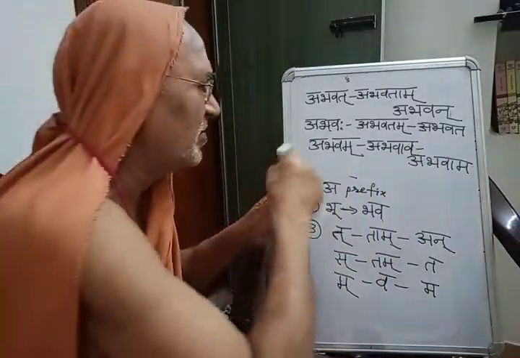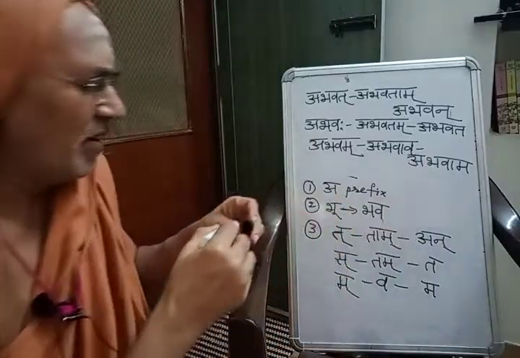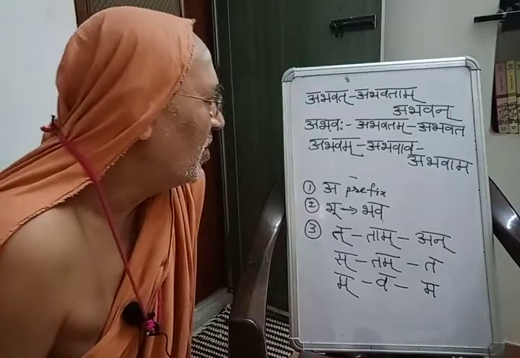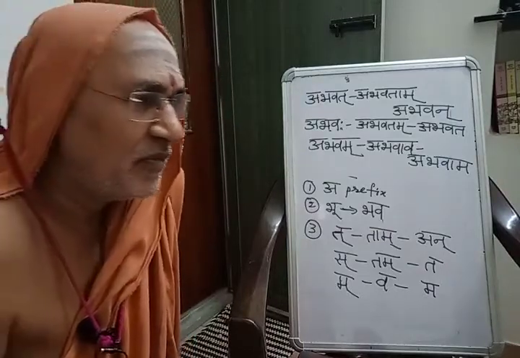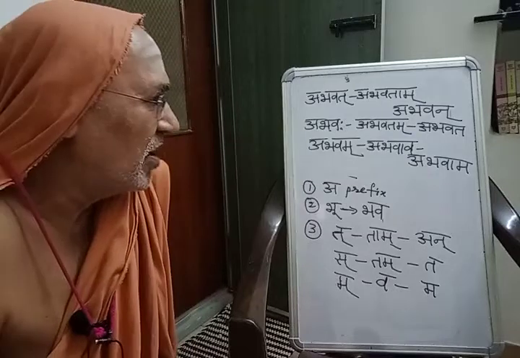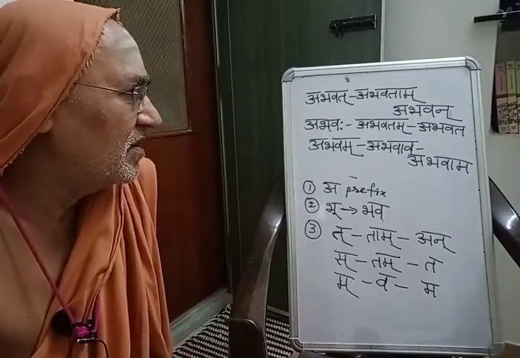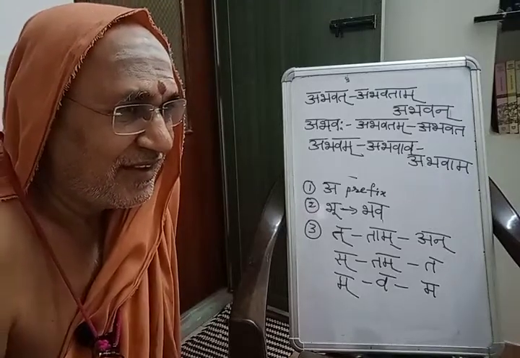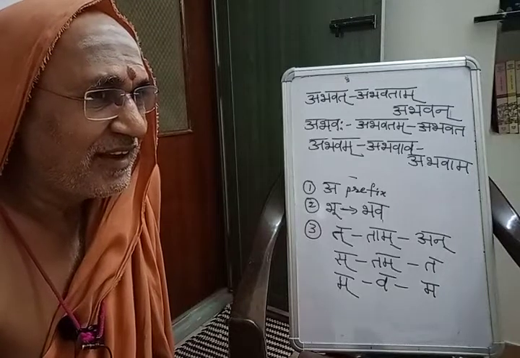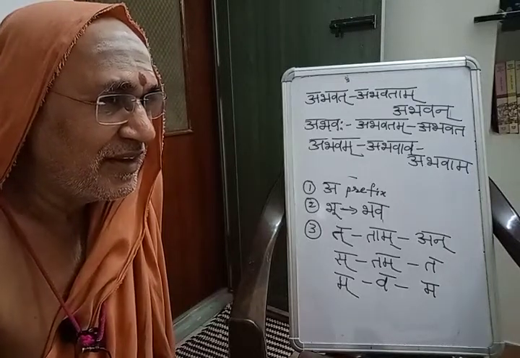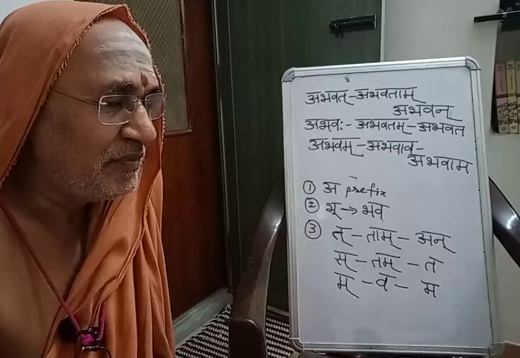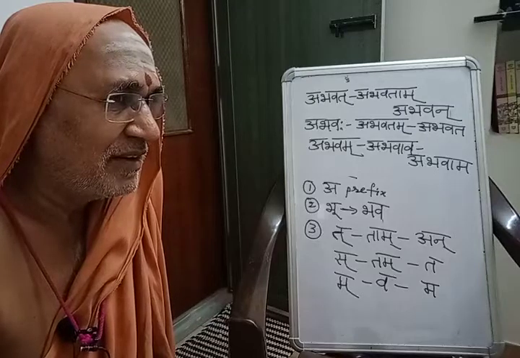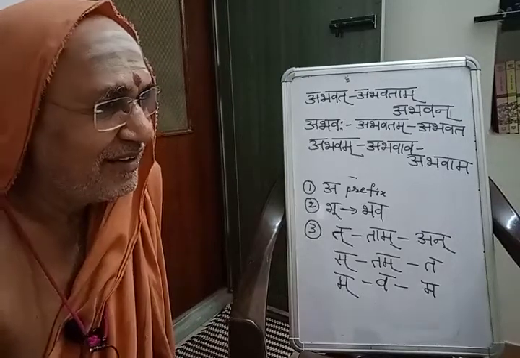You can repeat them a few times, it becomes easy. Okay, say abhavat, abhavatam, abhavan, abhavaha, abhavatam, abhavata, abhavam, abhavava, abhavama. Then anayati, let us take anayat, anayatam, anayan, anayaha, anayatam, anayata, anayam, anayava, anayama. Like that.